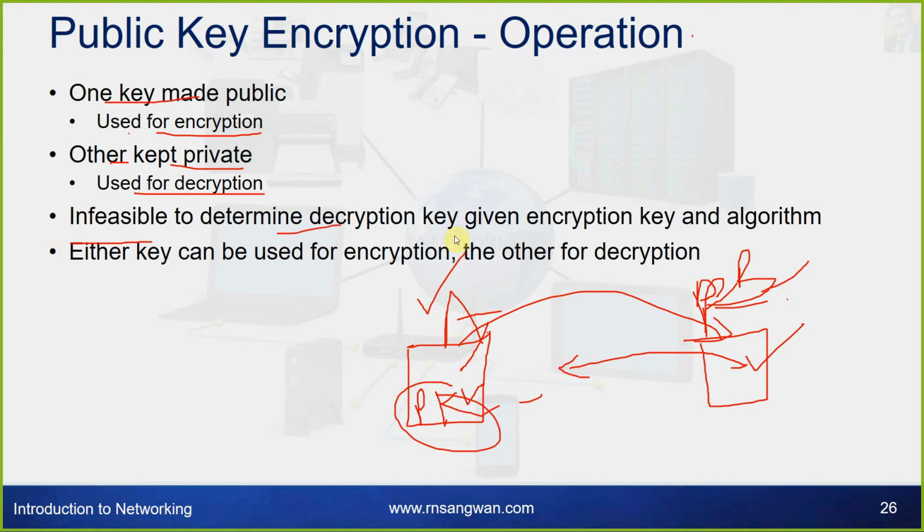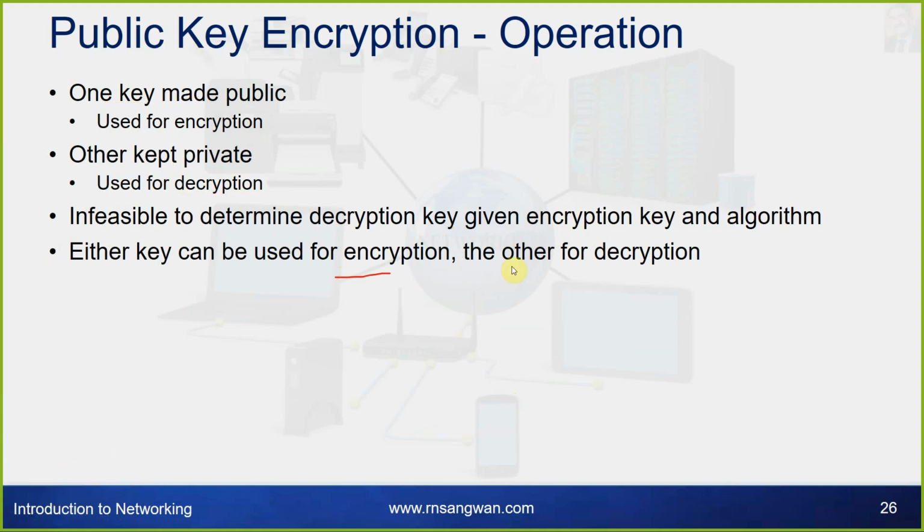It is infeasible to determine the decryption key given the encryption key and algorithm. Either key can be used for encryption and the other for decryption, as I said, because when A sends to B, A will encrypt using the private key, and B will decrypt using the public key. When B is sending to A, B will encrypt using the public key and A will decrypt it using the private key.